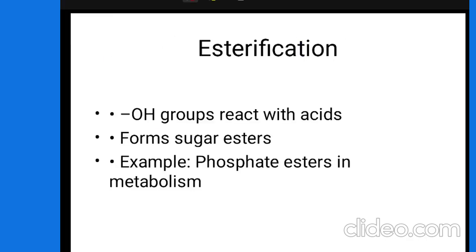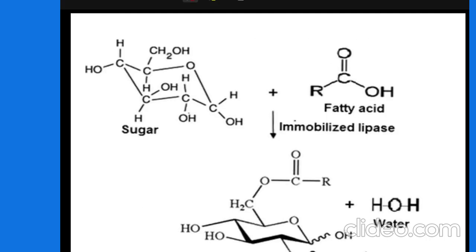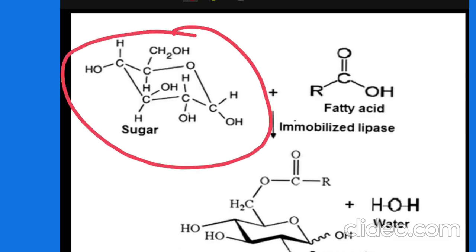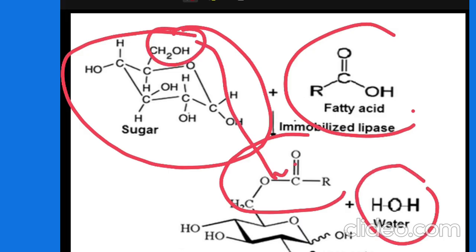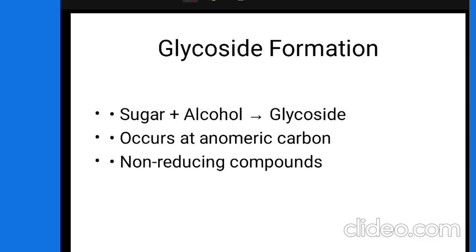esterification. So OH group reacts with acid to form sugar ester. Example is the phosphate ester in metabolism. So you can see over here, this is the sugar molecule. It is a fatty acid, in an immobilized phase, which gives rise to the sugar ester. You have to focus over here, on this region. And there is H2O. Coming to the next slide, glycoside formation.